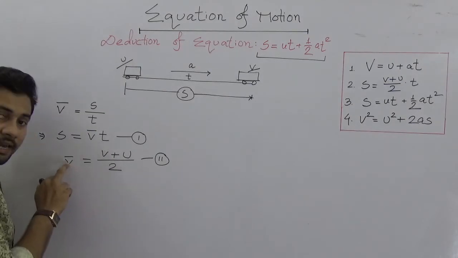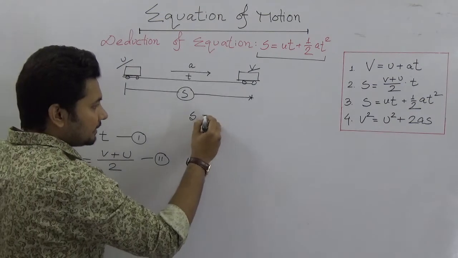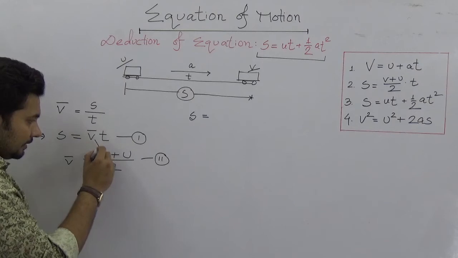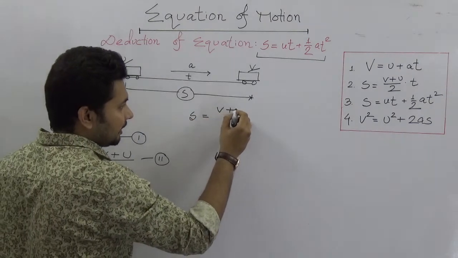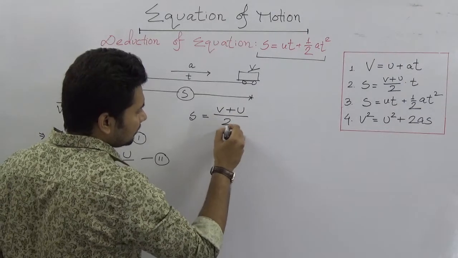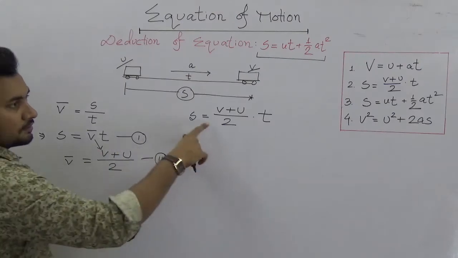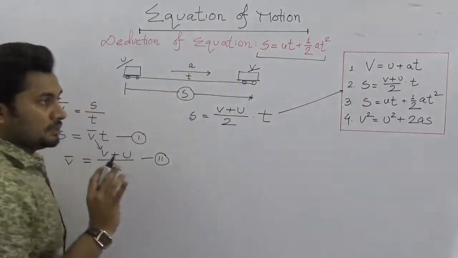So if we put this value here, we will find that S is like this. I will write this equation over here: S equals v plus u by 2 into t.